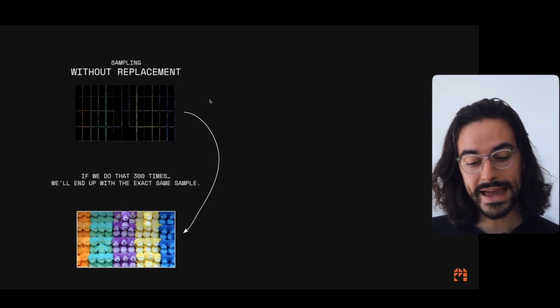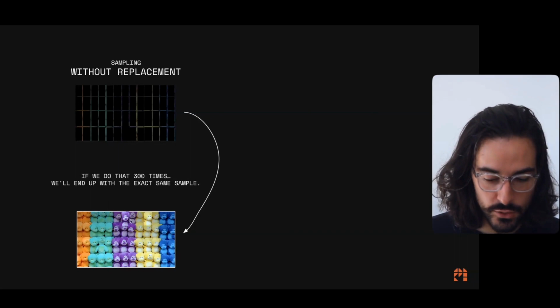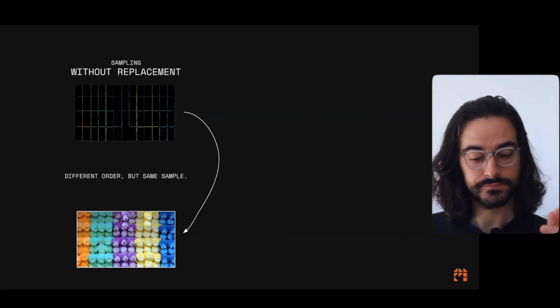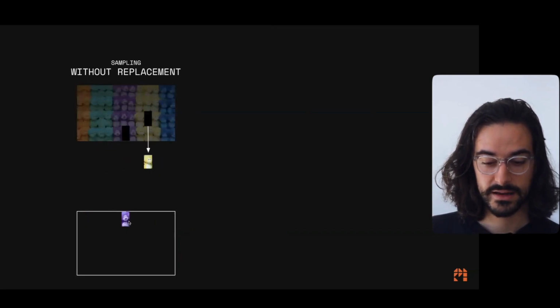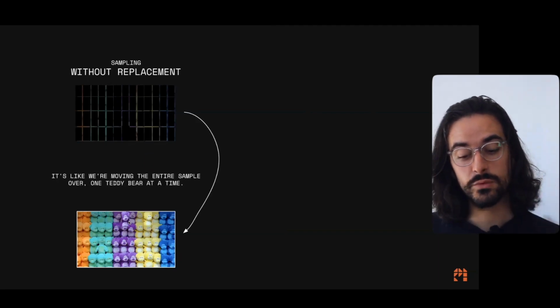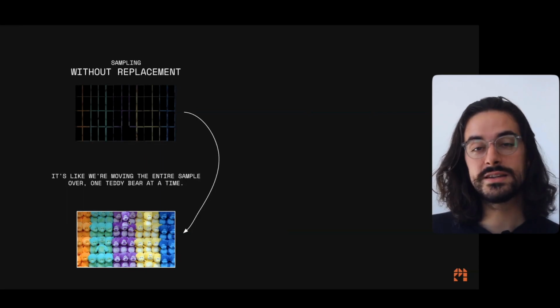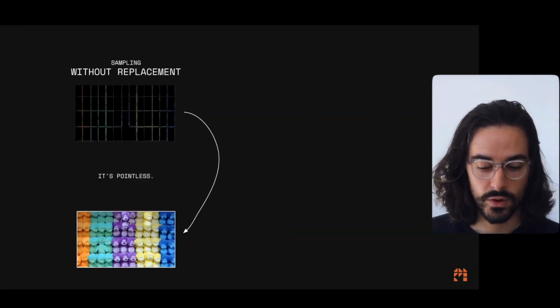If we keep doing that 300 times, we're going to end up with the exact same sample. You can see the order is a little messed up, but it's a different order. It's the same sample, with the same proportion as we had before. It's like we're moving the entire sample over one teddy bear at a time. And you're saying, it's pointless. Why would you do that?